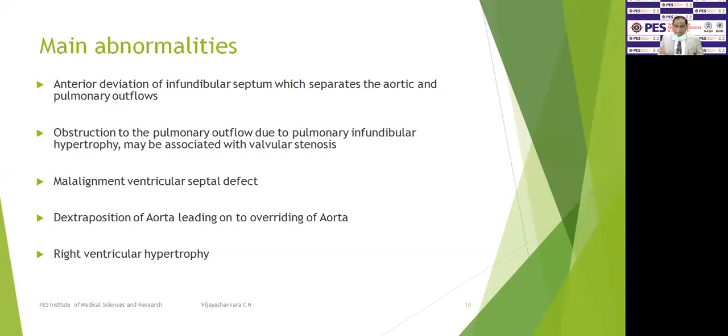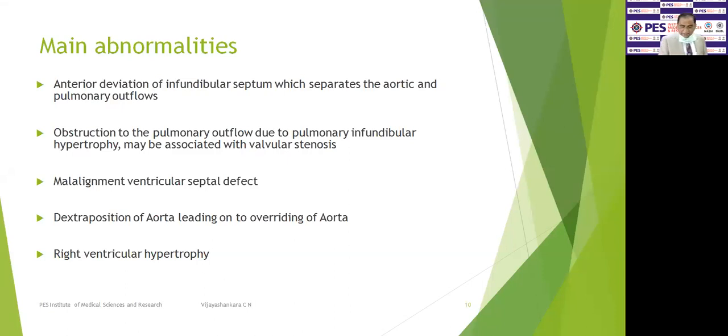Practically, you can call it a double outlet ventricle going into the aorta. Of course, we don't call it as such, but both the ventricles are opening into the aorta. The right ventricle also opens into the pulmonary artery, so the mixing of blood occurs in the aorta. And because of the obstruction to the right ventricular outflow, there is usually a right ventricular hypertrophy.